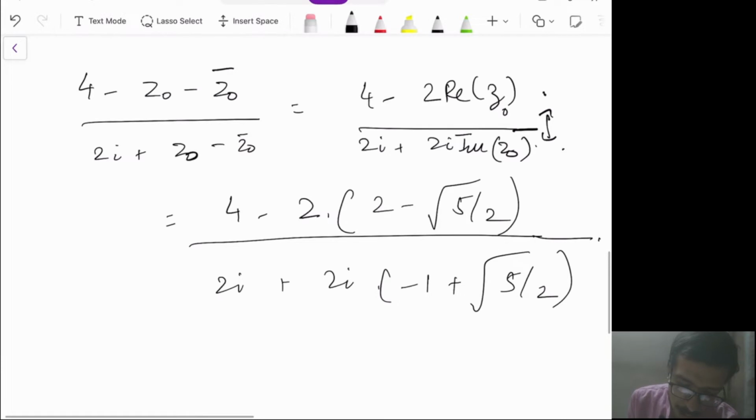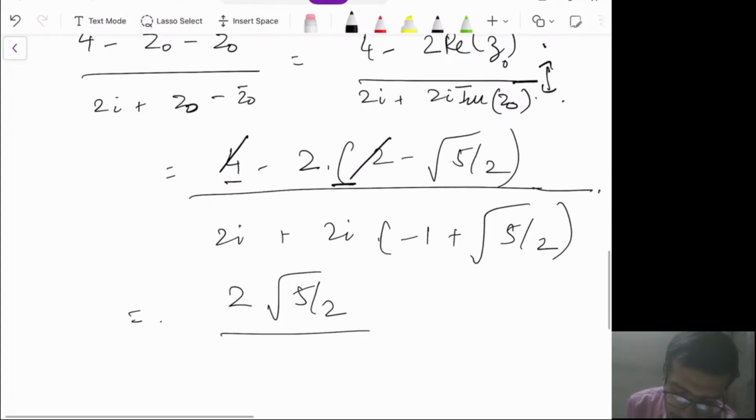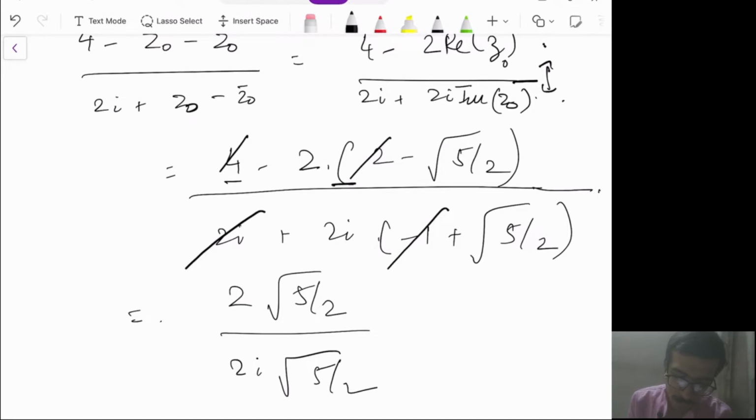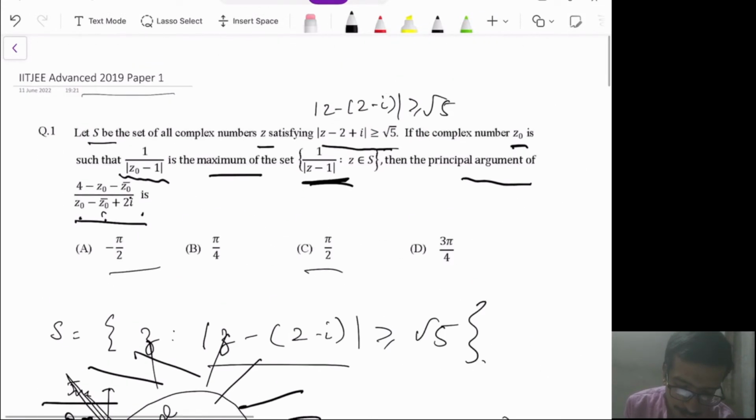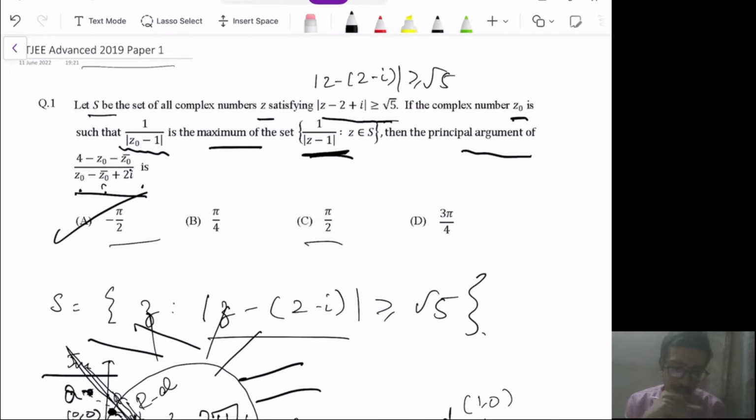Okay, and so this I can check. So 4 minus 4, this gets cancelled, and overall in the numerator I have twice square root 5 by 2, and in the denominator the 2 iota and minus 2 iota get cancelled, and I have 2 iota times square root of 5 by 2. So overall it's going to be like 1 over iota, which is minus iota, right? So the phase is going to be minus pi by 2, because with respect to the positive x-axis, this point minus iota makes an angle of pi by 2 clockwise, and we know that clockwise angles are negative. So here we select the answer minus pi over 2, which is the correct answer here.